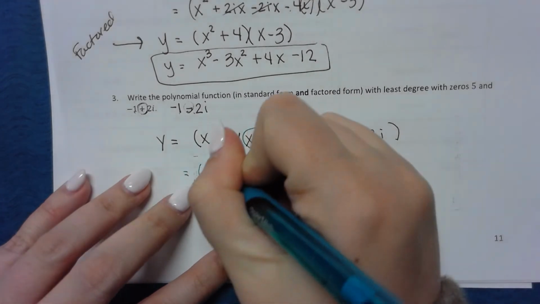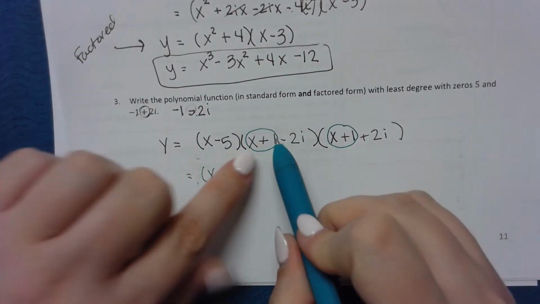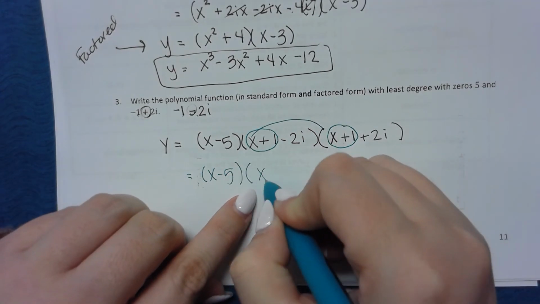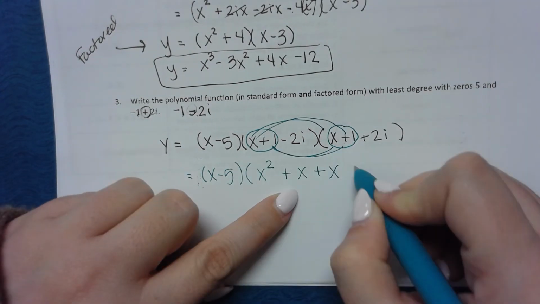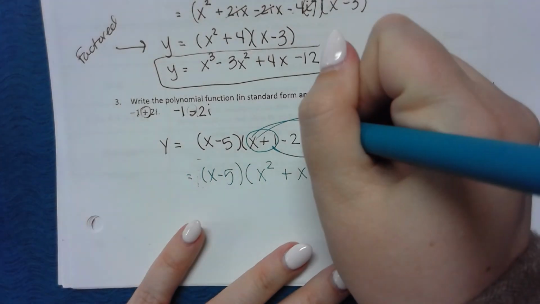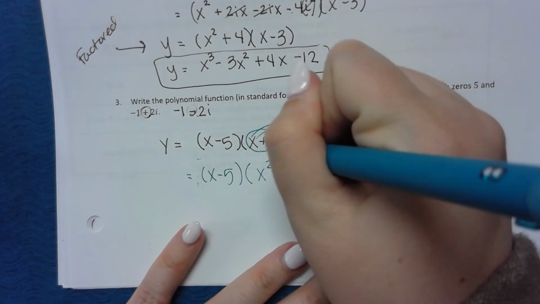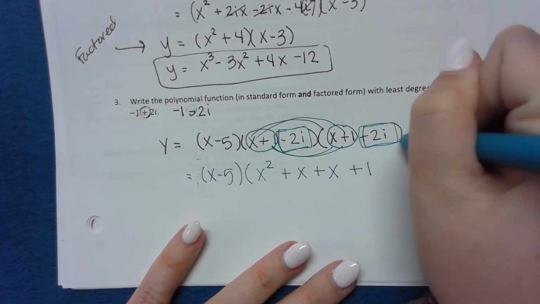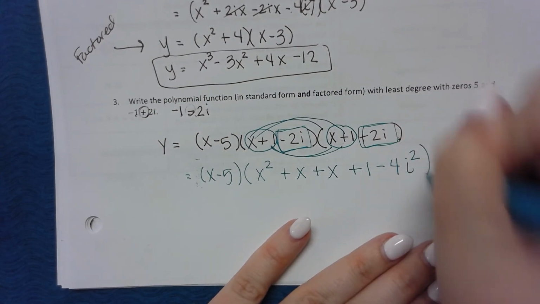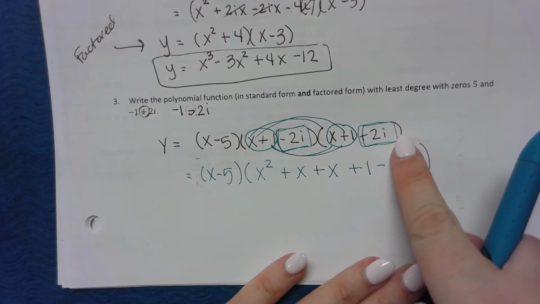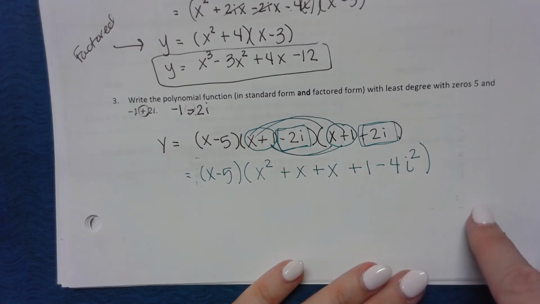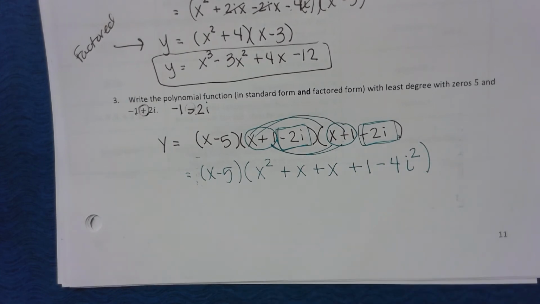So I'm going to leave x minus 5 alone, and I'm just going to distribute these two. So x times x, x times 1, 1 times x, 1 times 1. Then we're going to multiply these two, so negative 2i times positive 2i is going to give us negative 4i squared. Like I said, if you want to distribute this whole thing out, you're going to end up with a lot more terms and you're going to cross out some terms. This is just a little shortcut method.